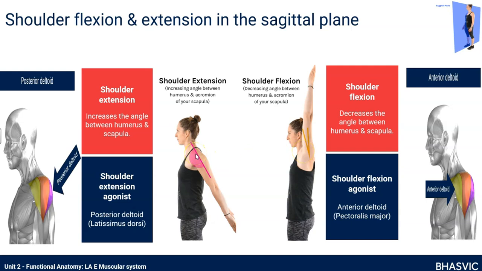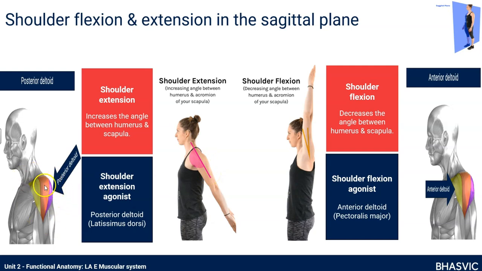So if from the anatomical position you move your arm at your shoulder backwards, you're increasing the angle at that joint, which is extension, and that's what the movement looks like. And again, in the red, we've got the description of the movement. There is an increase in the angle between the humerus and the scapula, the bones that articulate at this joint. That is shoulder extension. And the main muscle that causes that is posterior deltoid.